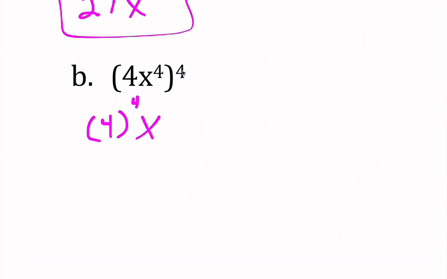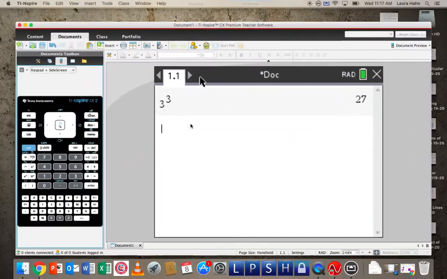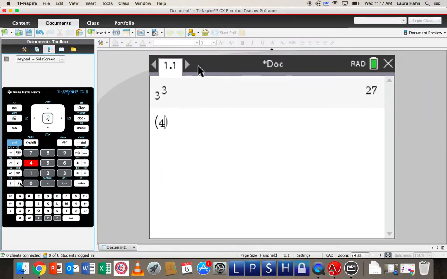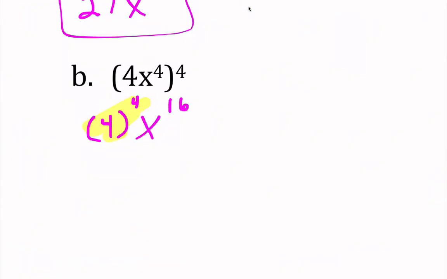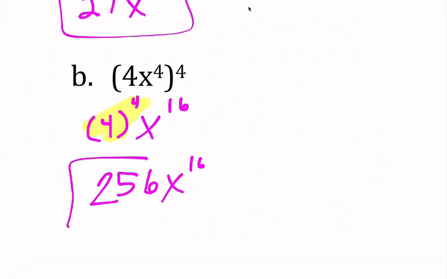4 times 4 is 16. I'm not quite done. I want to make sure I type this into my calculator so it's simplified. So 4 raised to the 4th power is 256. So my final answer will be 256 x to the 16th power.